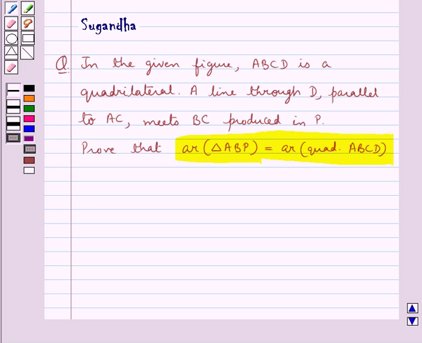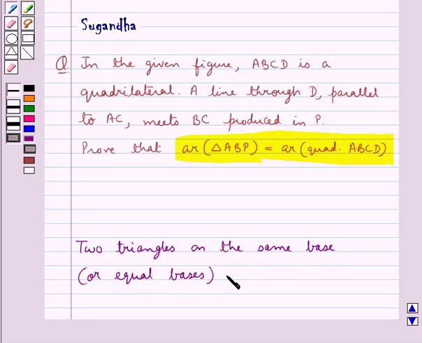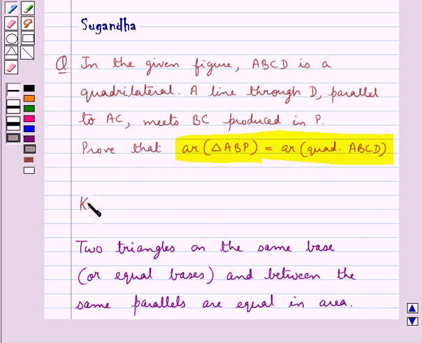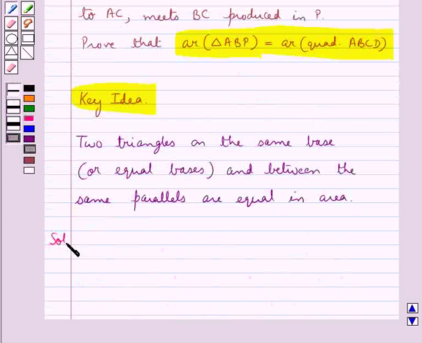Before moving on to the solution, let's recall the fact that says that two triangles on the same base or equal bases and between the same parallels are equal in area. This is the key idea for this question. Now we move on to the solution.